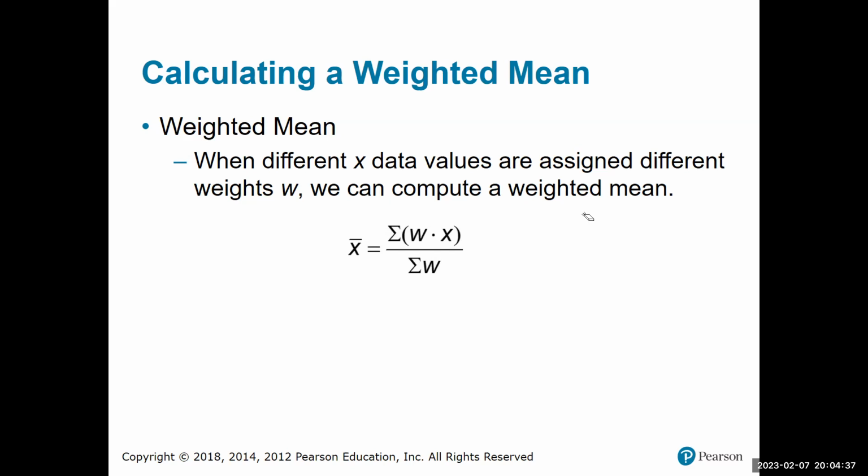In the last example that we did, we had the sum of F times X. F was a frequency, X was your midpoint. Here, W is a weight and X is your data value. And in the denominator, we have the sum of the weights. A really good application for this is calculating your GPA.